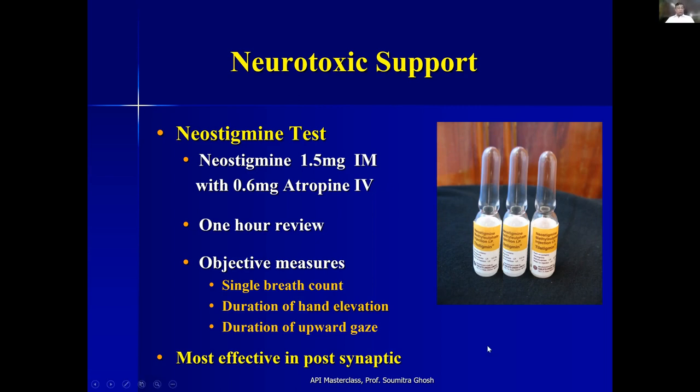So we'll have to review for 1 hour, and we'll have to objectively measure by the bedside single breath count. This is a very important test for this neurotoxic bite. Duration of the hand elevation: if it is initially 10 seconds, and if it improves to 30 seconds, then duration of hand elevation is this neuromuscular junctional test. And duration of the upward gaze is also important. If the patient allows upward gazing, then we can measure the time and assess whether neuromuscular junctional function is improving or not. It is most effective in the post-synaptic bite, like in cobra and Keuta.